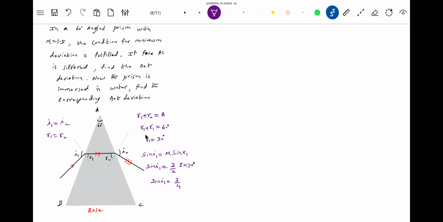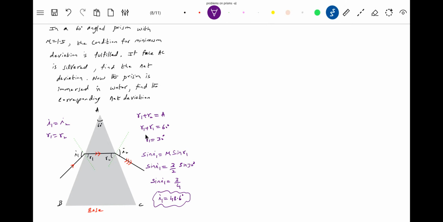So we'll get the I1 value, 37 degrees. Three by four, 48. Sorry, 48. I took a scientific calculator and I'm able to predict this value. Okay, keep this I1.